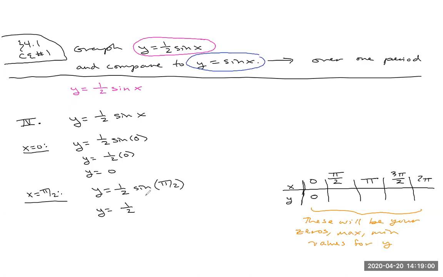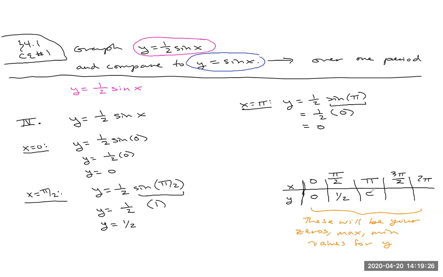That's 1/2 times 1. So it comes out to 1/2 for y. When x is equal to pi, we have y equals 1/2 times sine of pi. Sine of pi is 0. So y is equal to 0.